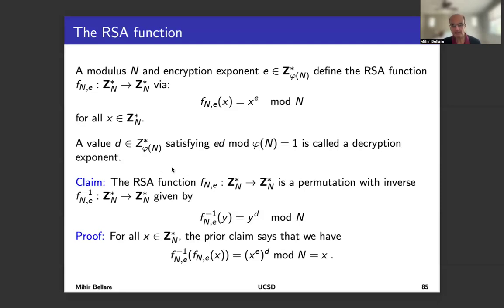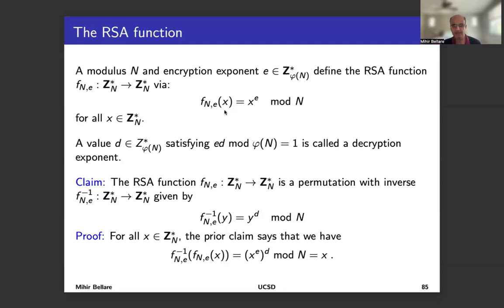I can reinterpret the prior claim at a function level by saying that this function is now a permutation, and moreover, it has an inverse, and we have a formula for that inverse. The formula is to raise the input, here call it y, to the dth power mod n. So what does that amount to? What I'm saying is if I take f sub n,e of x and then apply the inverse function, I expect to get back x. That's what it means, that this is the inverse of this. And if you plug in values, that's going to be true.